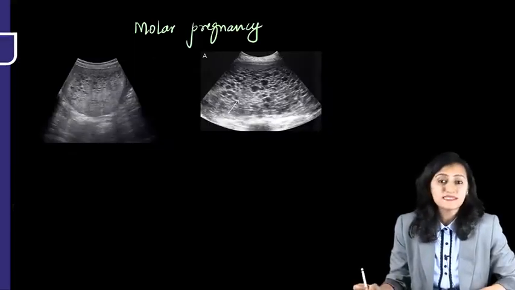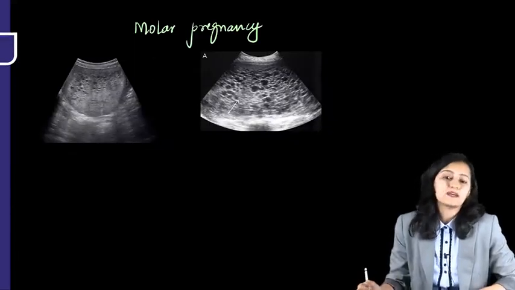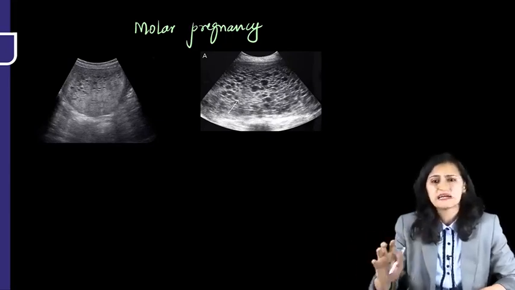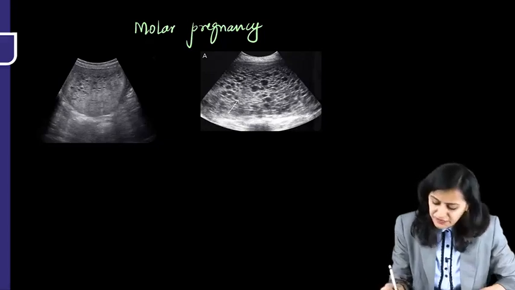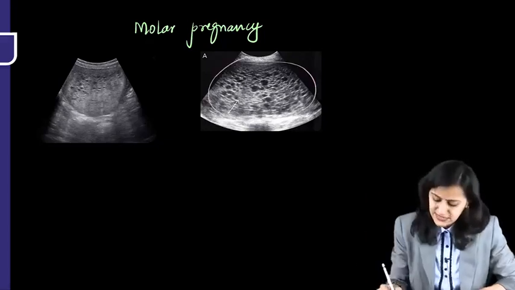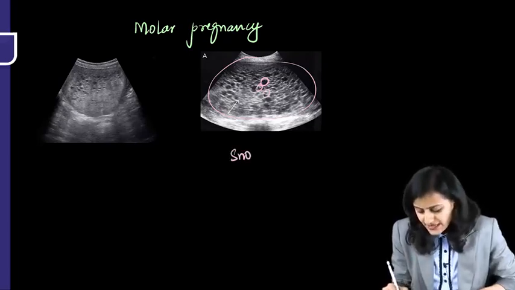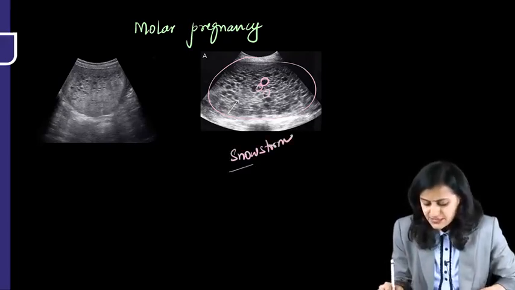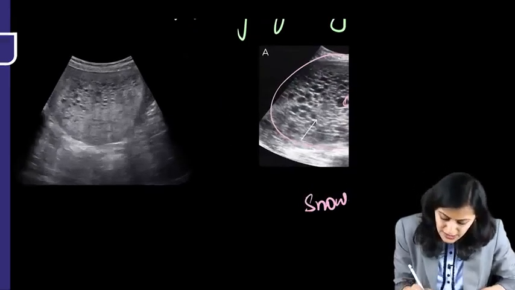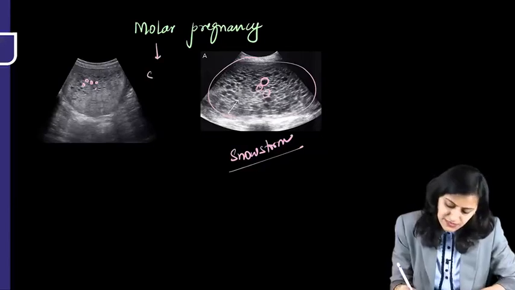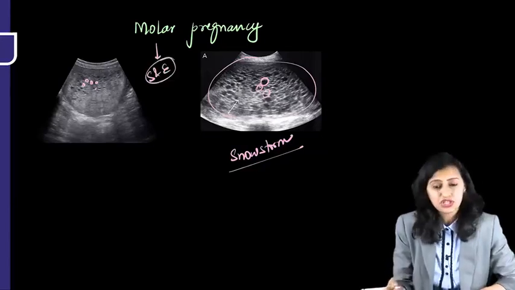Molar pregnancy, what do we see in a complete mole? Clinically, the patient presents with clusters of grape-like things coming out of the vagina. When we do ultrasound, we see these vesicles, the cystic areas throughout, no fetal parts. This is called the snowstorm appearance. Very, very important. So in the uterus, we only see the cystic spaces and nothing else. And the treatment is going to be suction and evacuation.